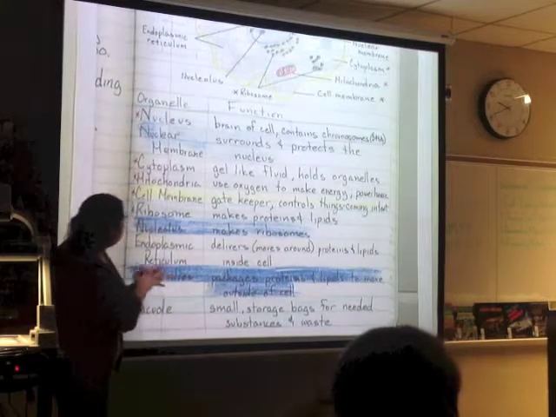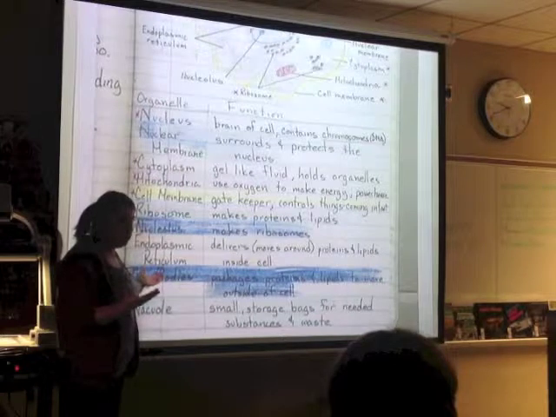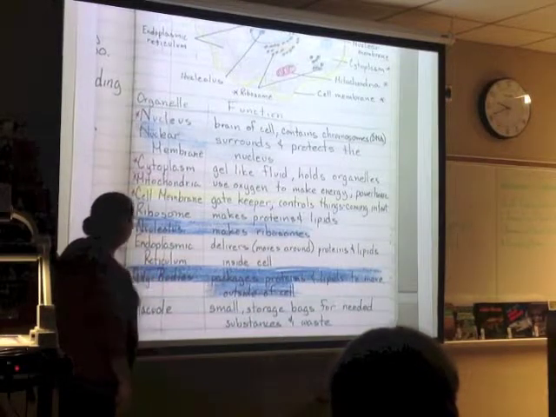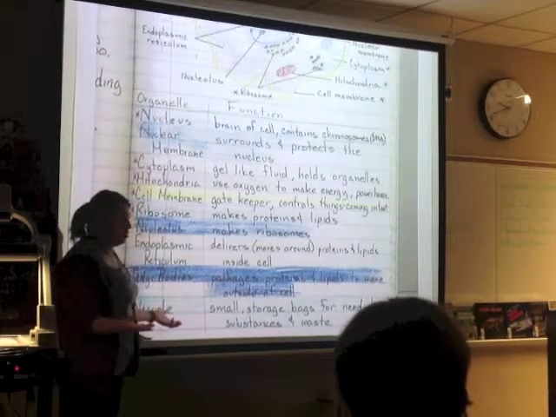Okay. Cell membrane, gatekeeper, controls things coming in and out. Same keyword, right? Which would be what? Control. Controls. Okay. Ribosome makes proteins and lipids. Keyword, protein.